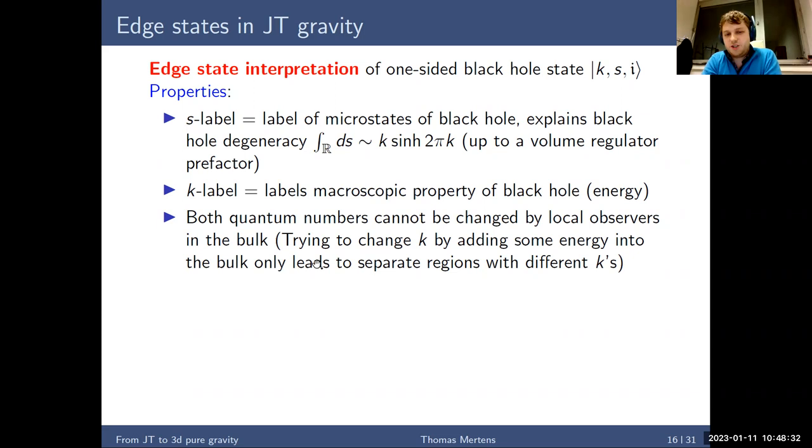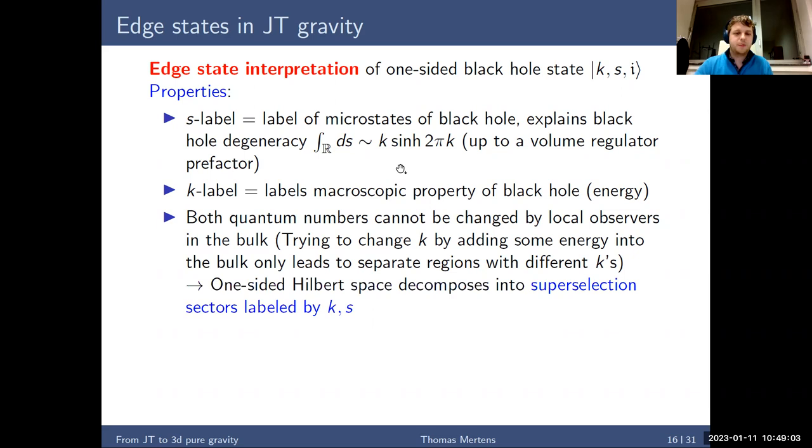But also the K label you cannot change, because K is also the total energy in your spacetime. If you try to change it by adding some energy from the boundary or doing something, you just get separate regions with different Ks, as we know from the structure of the JT correlation function. So the value of K at the horizon or at the entangling surface cannot be changed by any observer who doesn't cross the black hole horizon or the entangling surface. That means these one-sided Hilbert spaces decompose into superselection sectors labeled by K and S. So we can really call these edge states.